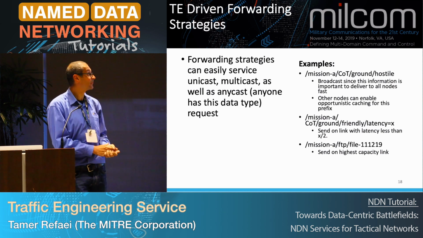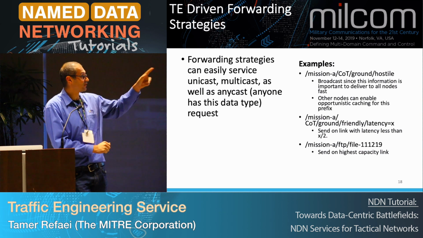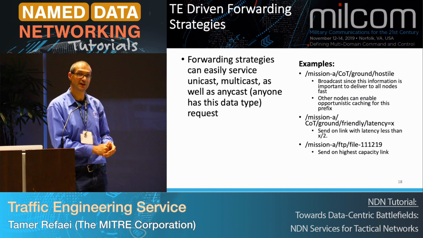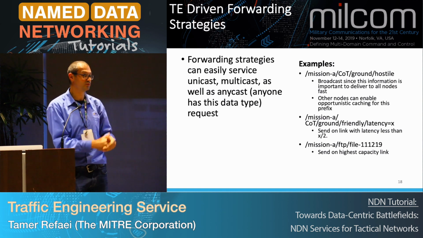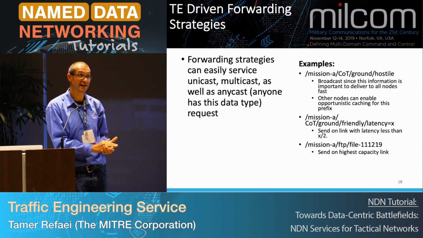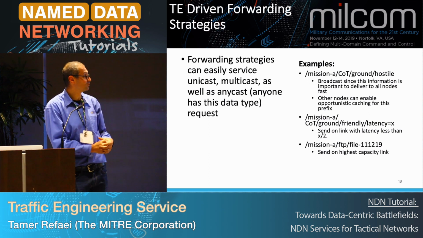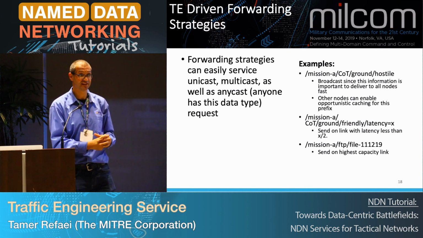So that is possible. But then you get something else that says, COT ground friendly latency X. In this case, send it on whatever interface you have where the latency on that interface is less than half of X. X is really the round trip that you want, and if this is a one-way latency, the round trip would be 2 times that. So you send it over any link that has half of what is requested. Another one says, file: I'm going to do a file transfer. This is where capacity is needed, so send it across the link that has the highest capacity.